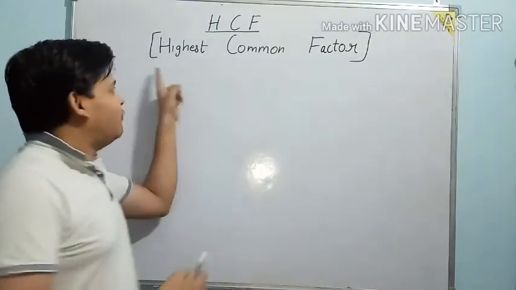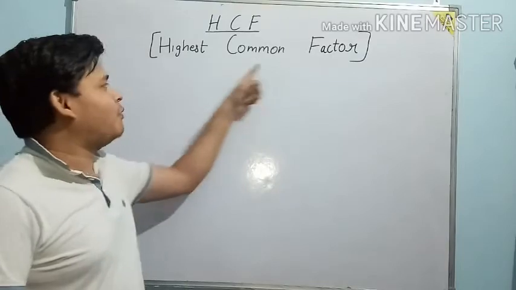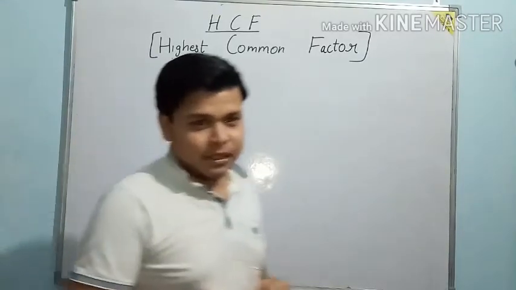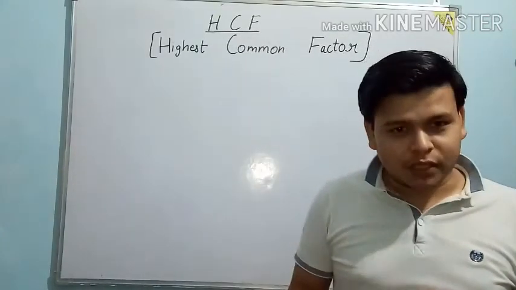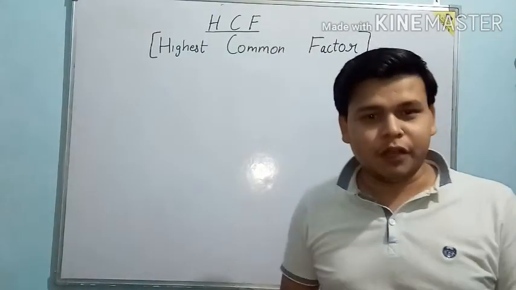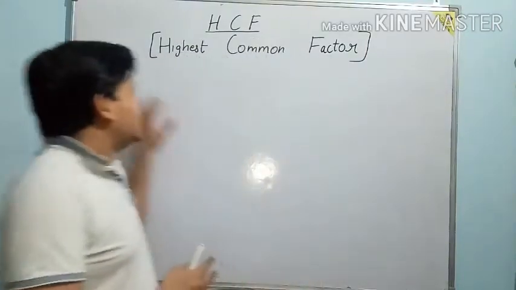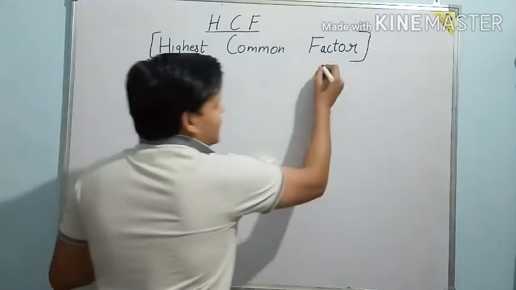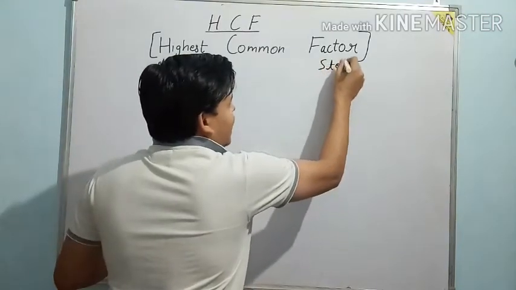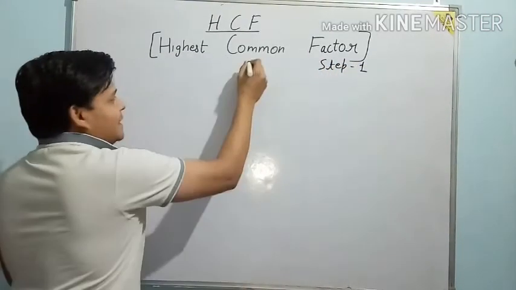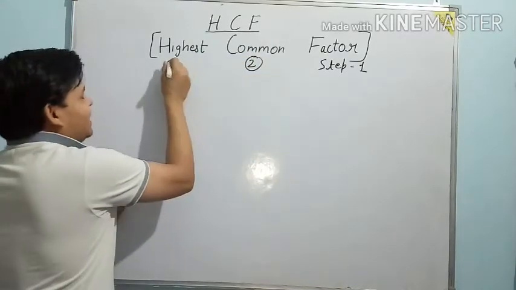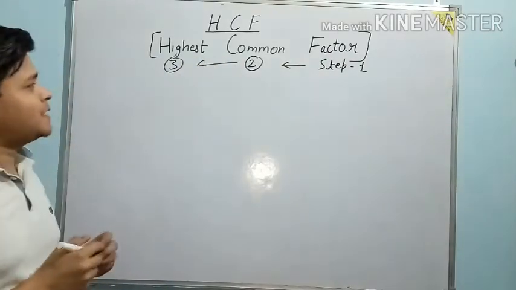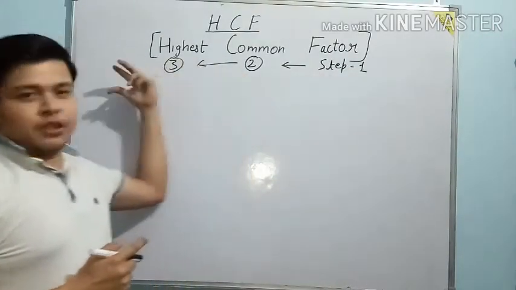Similarly we will use the full form of HCF, that means highest common factor, to find the HCF of given numbers. The numbers which are given to us can be 2 or 3 or 4 and 5. So we will use the full form of HCF like a map. This is our step 1, this is step 2, and this is step 3. Means we will use this map in reverse position, right?